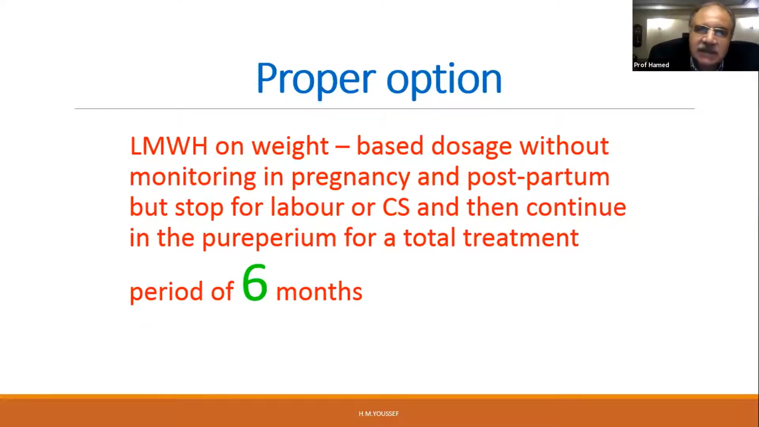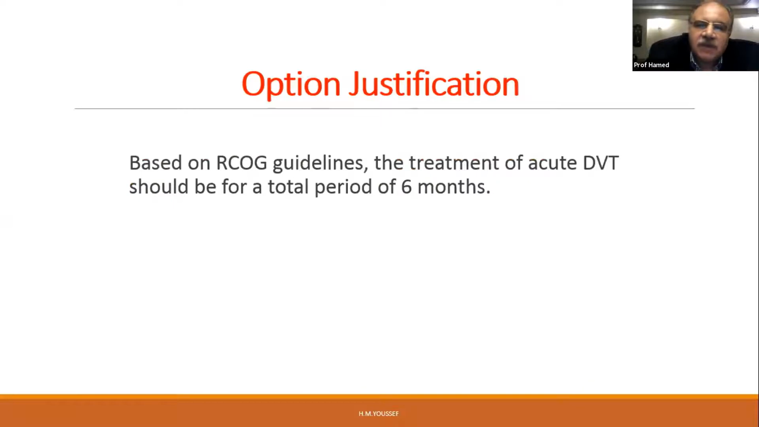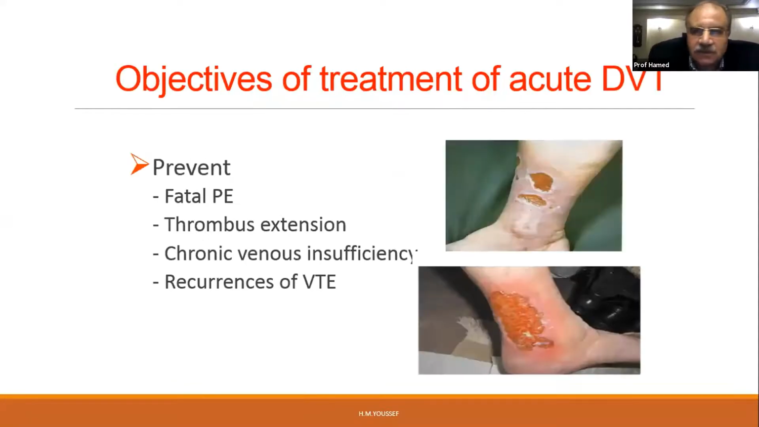The next case will present if the patient is on a therapeutic dose when to stop, and if the patient is on a prophylactic dose when to stop, and then when to start again. I will present it later on. What about the option? The justification, based on the RCOG guideline, is that the treatment of acute DVT should be for a total period of 6 months. Thank you very much for your answer.